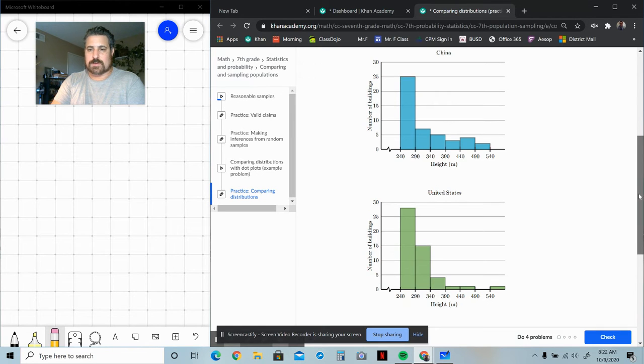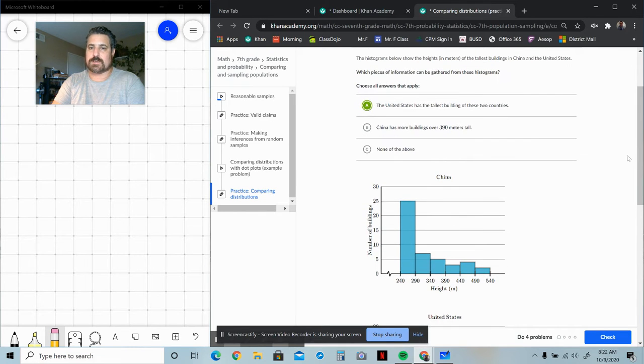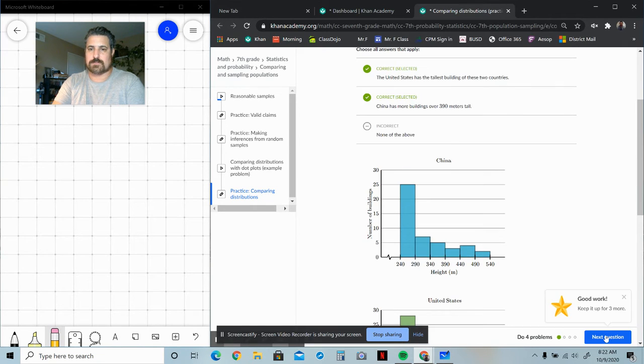And then when you're looking at this one down here, these are obviously ones, right? So when we look at 390 meters or taller on the United States front, you only have 1, 2, 3, right? So it definitely means that China's got more of these tall buildings. They don't have the tallest building, but they have more of the tall buildings. So China has more buildings over 390 meters tall. Yes, I agree. And those two statements are true. So we're going to say check it.